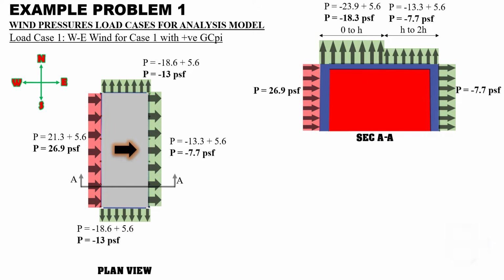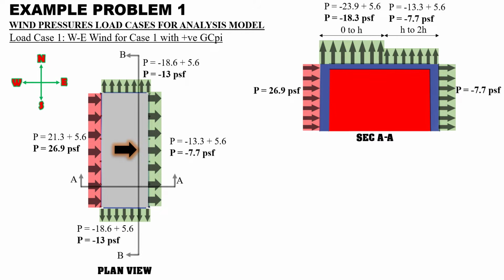Since this building width is 30 feet and our mean roof height is 15 feet, 2h will become 30 feet. So greater than 2h does not apply at this particular section. That's why it has only 2 regions. And we can see that in 0 to h, the pressure is greater than the other region.